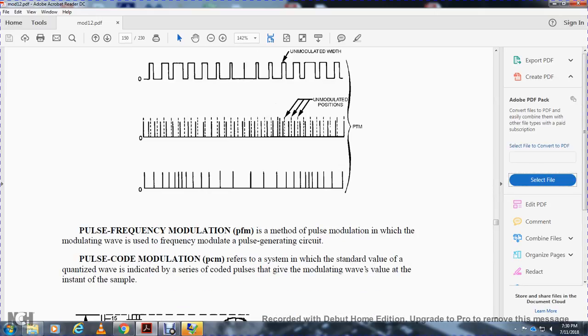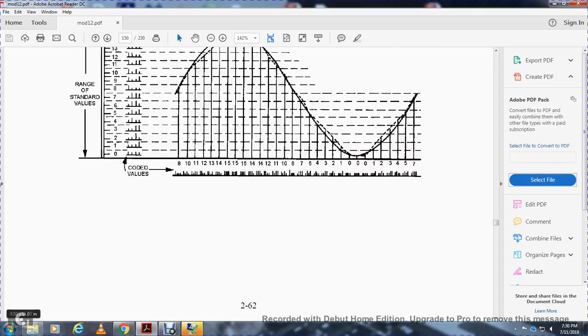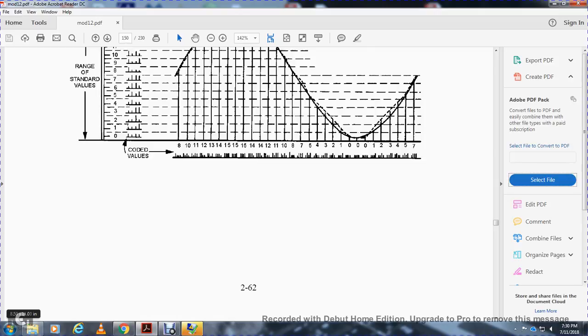Pulse time modulation. Pulse frequency modulation is a method of pulse modulation in which the modulating wave frequency modulates the pulse generator circuit. Pulse code modulation specifically uses the standard value of the quantized wave, indicated with the group of code pulses given to them, with the modulating wave value at the instant of the sample. And that was the chapter 2 summary.